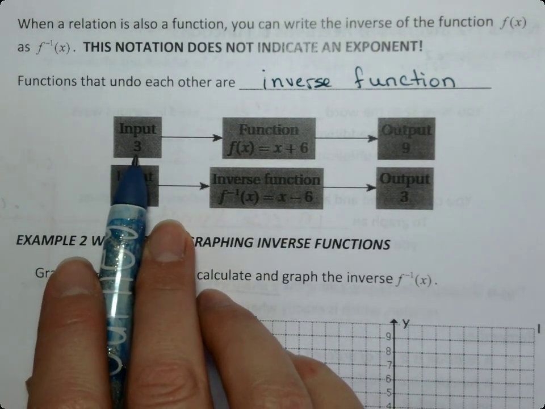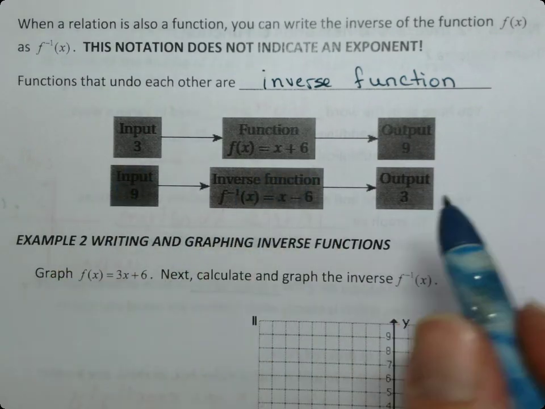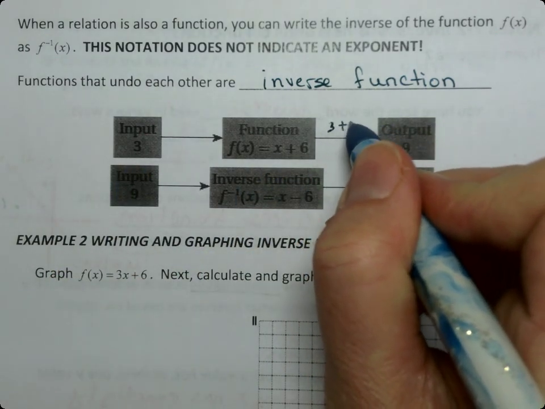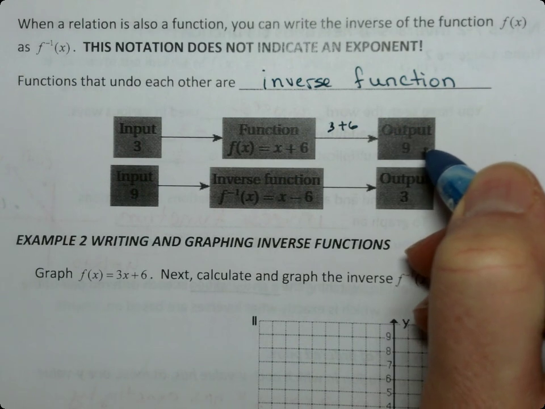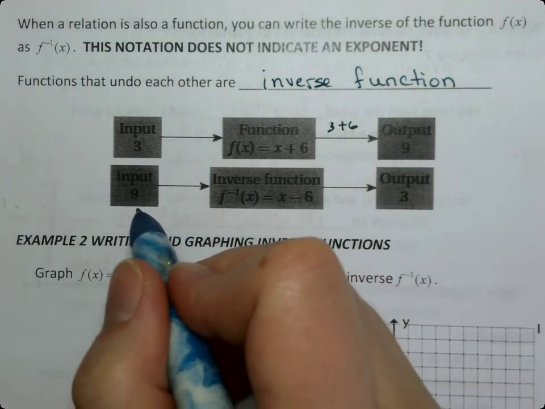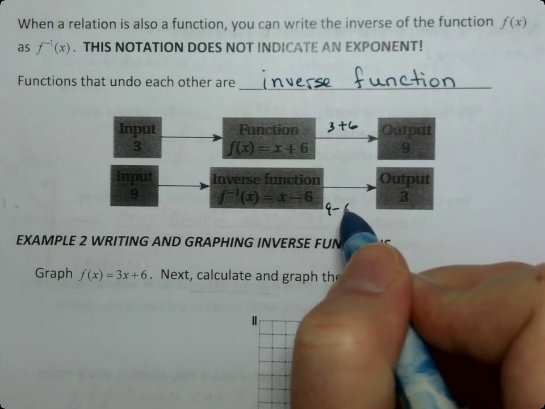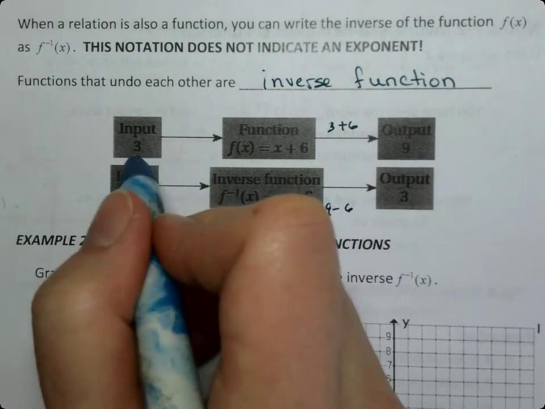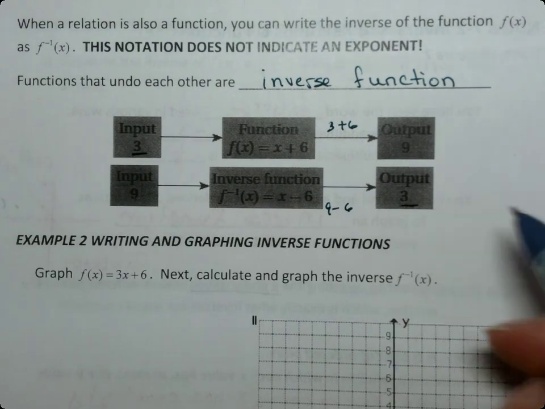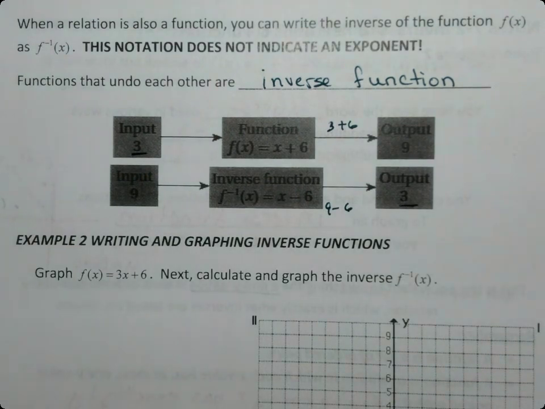Okay, so if you look at this idea, it's a little bit hard to see on here. We have an input of 3, and the function is x plus 6. So if we do 3 plus 6, we get an output of 9. Okay, now take that 9 and put it in the function's inverse. 9 minus 6 is 3. So see how we started with the 3 and we ended with the 3. If functions are inverses, they cancel each other out. So we'll get more into that later, but we're going to find the inverse.